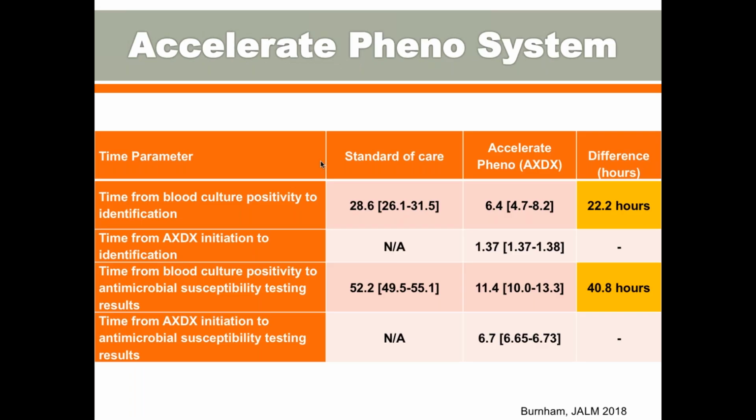This slide is some data that we have on one particular type of rapid diagnostic that was used here at Barnes in a study. And essentially what I want you to take away from this is that the time to blood culture positivity and antimicrobial susceptibility results was greatly sped up by this system. So between 1 and 2 days faster than what would occur during normal microbiology processing.